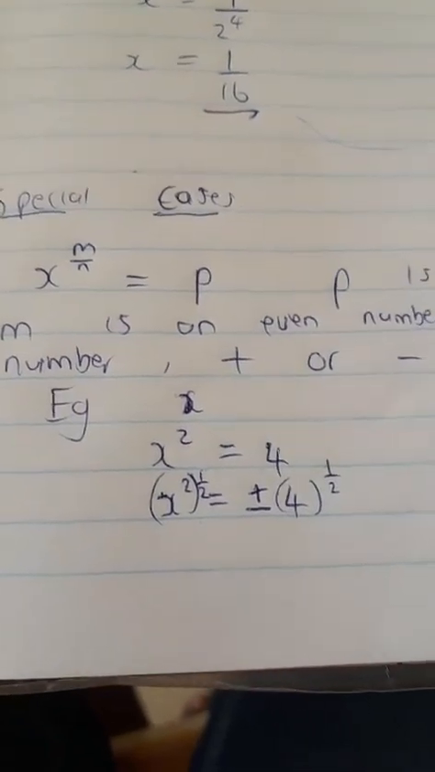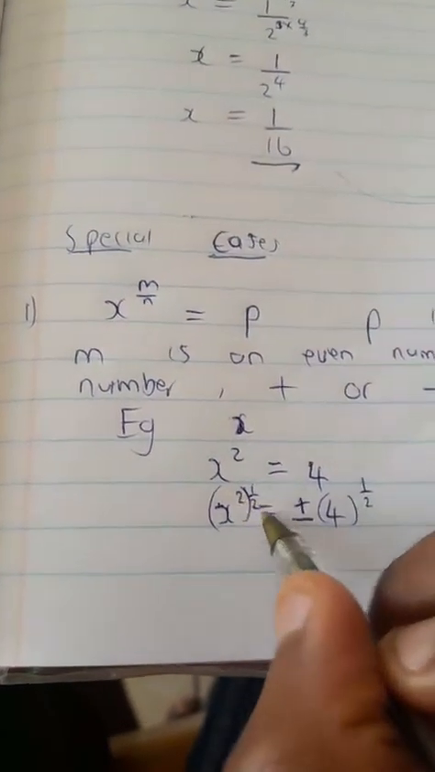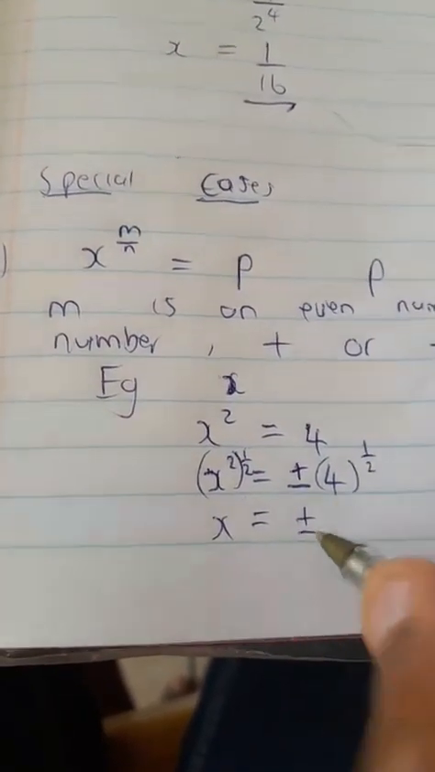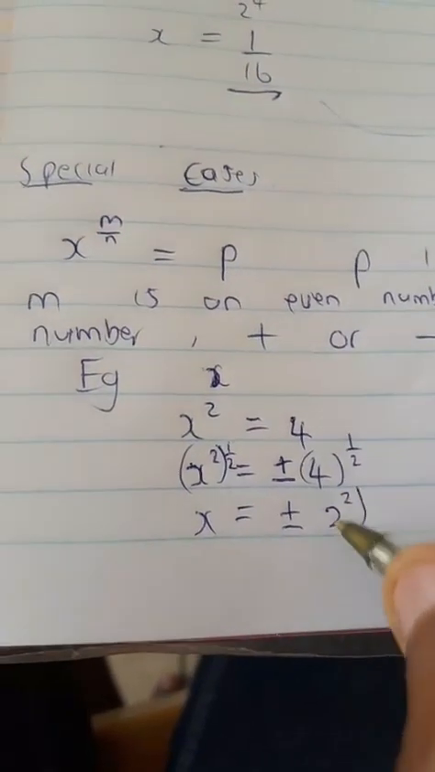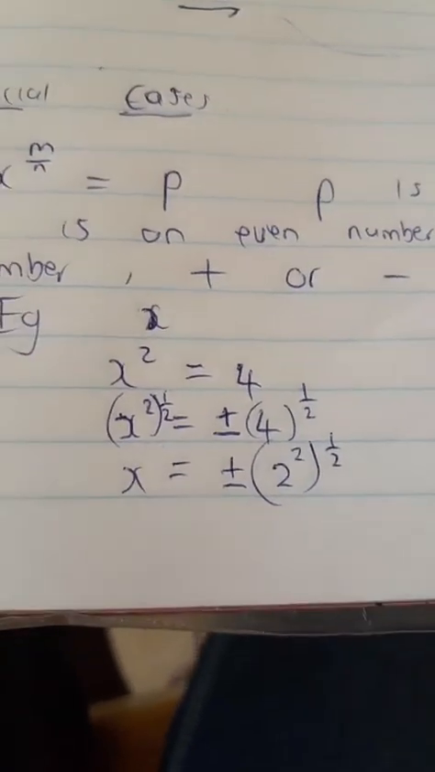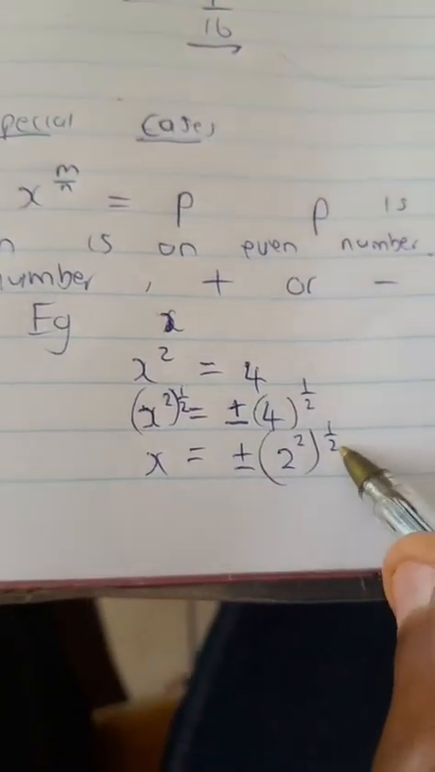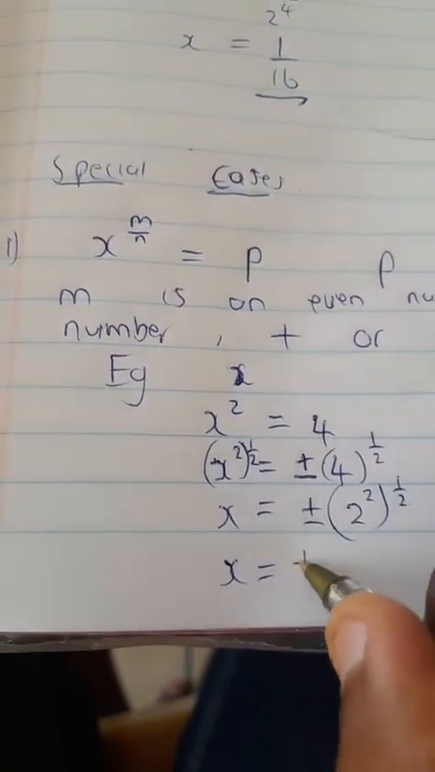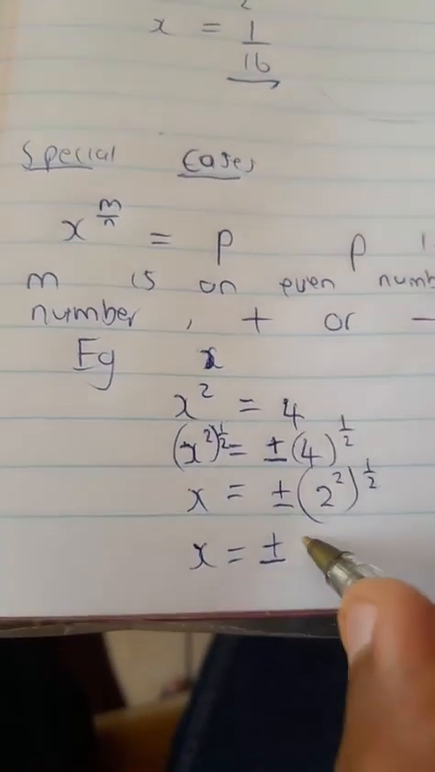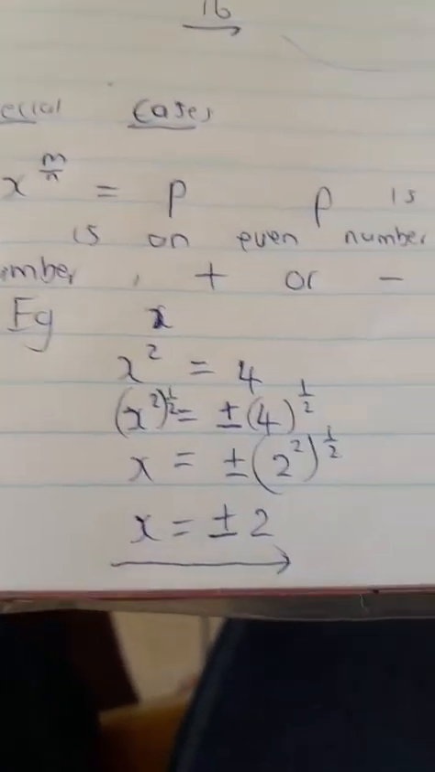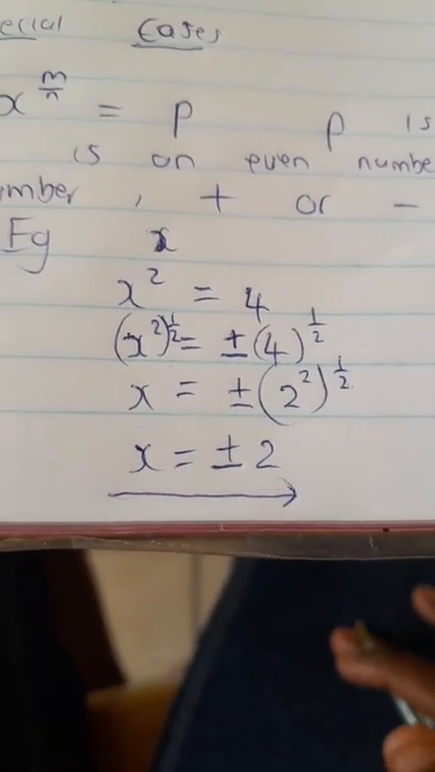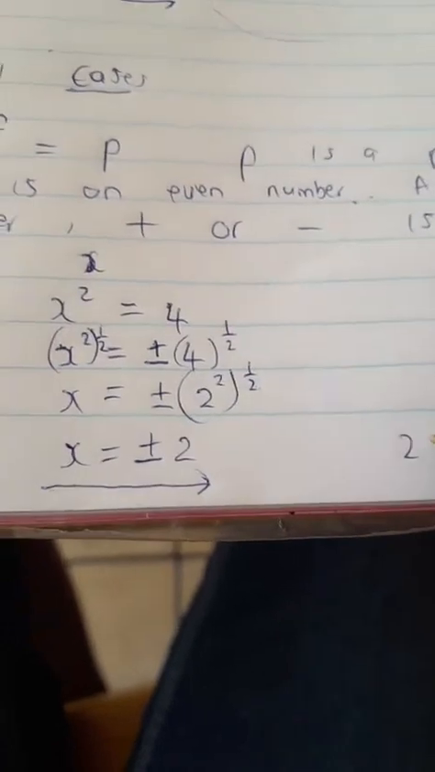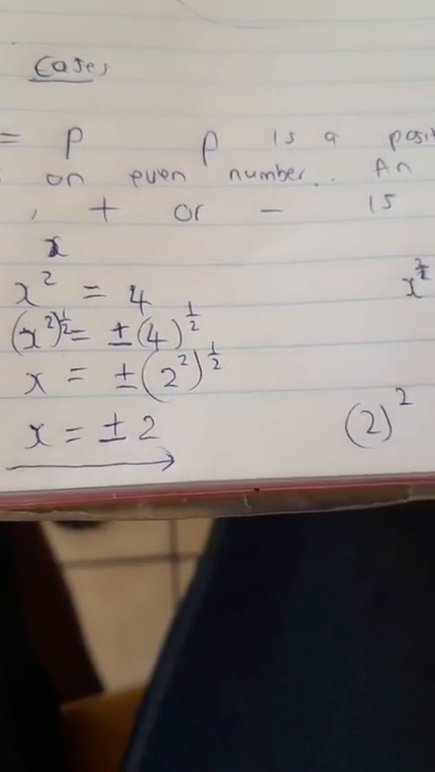Yeah, we're going there. Then when we apply the reciprocal, we get x is equal to plus minus. The 4 can be written as 2 to the power 2, of course. Then the 2 and the 2 cancel, because one is in the denominator and one is in the numerator. We get x is equal to plus minus, obviously, 2. All right, are you with me? So here, x can be positive 2 or x can be negative 2.